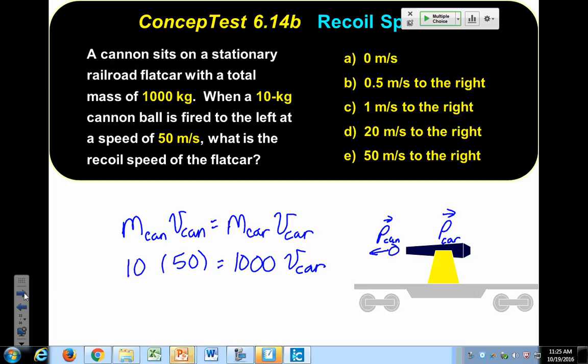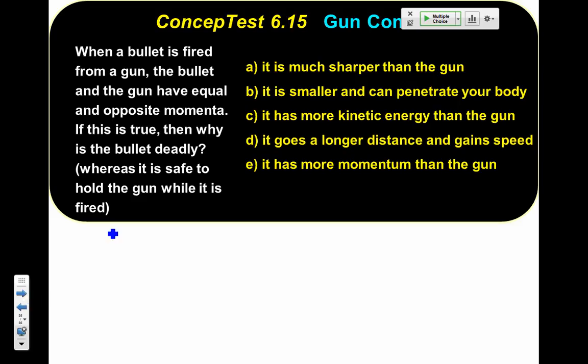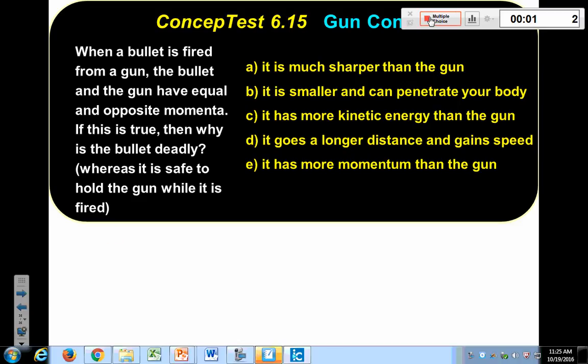And go down from here. When a bullet is fired from a gun, the bullet and the gun have equal and opposite momentum. Just like with the previous problem, you have a bullet going in one direction, the gun is going to go in the opposite direction of the rifle. So why then is the bullet deadly, whereas it's safe to hold the gun, which has all this momentum? Why is it safe to hold the gun? What's the difference between the bullet and the gun? It's not sharper, that's not it. The answer is not A, okay?